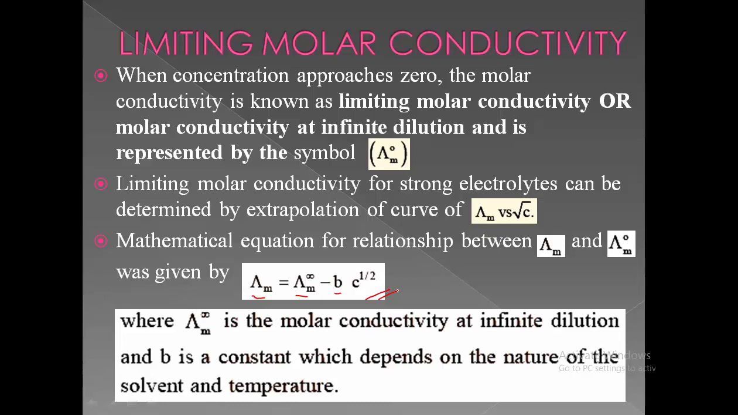So this is how the molar conductivity for strong electrolytes can be explained. For strong electrolytes, we simply plot the graph and extrapolate the curve, and we get the limiting molar conductivity. But what happens in case of weak electrolytes? For that we will study a different law, which I will explain in the next video.